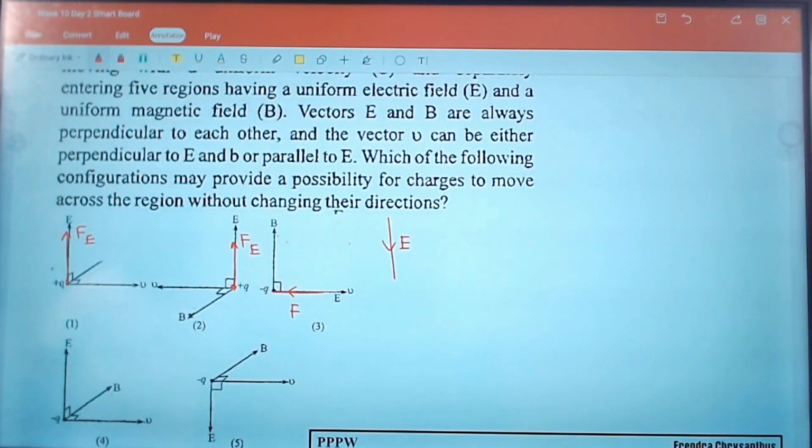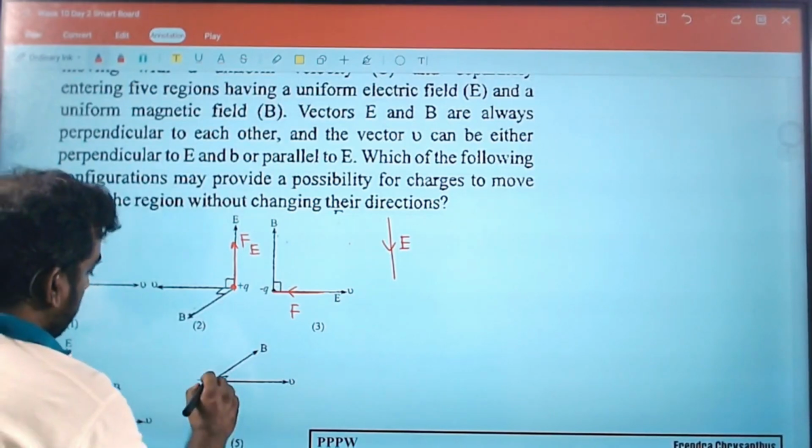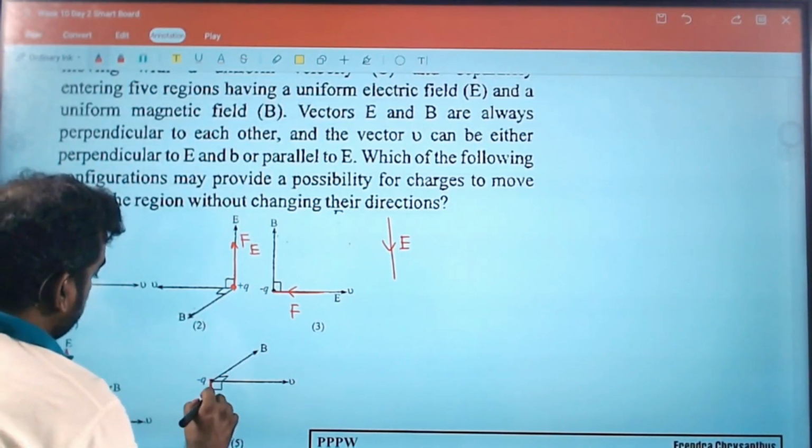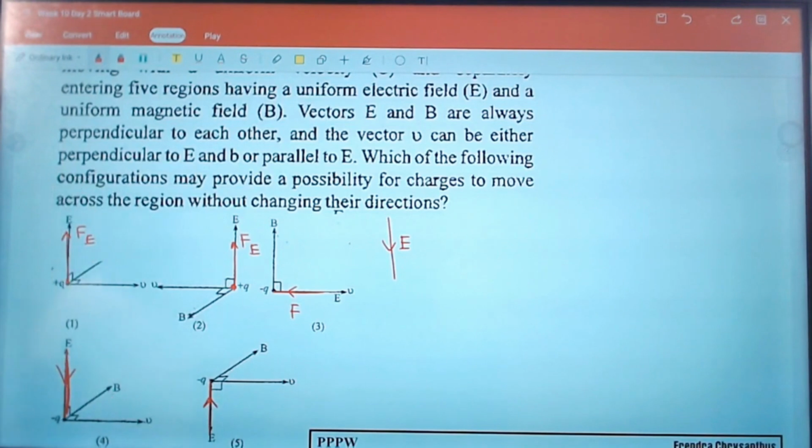Right. Here, for a negative charge, the electric force will be in the opposite direction. There you go. So the electric force is there. What can you say about the magnetic force?